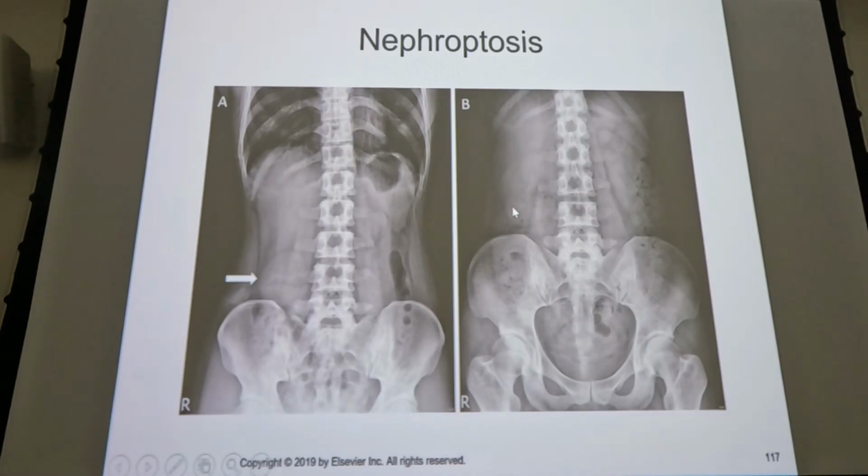Also, what you'll find is that some people have an abnormally small kidney.